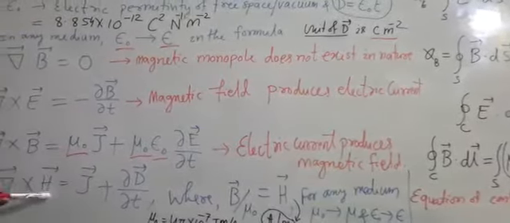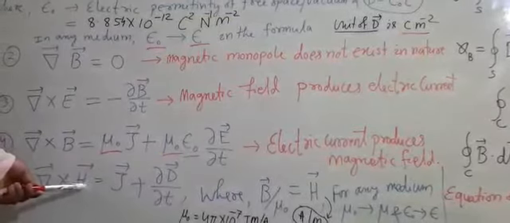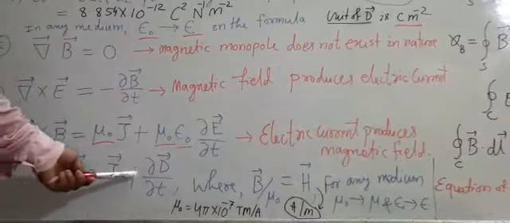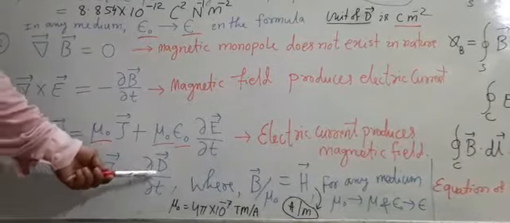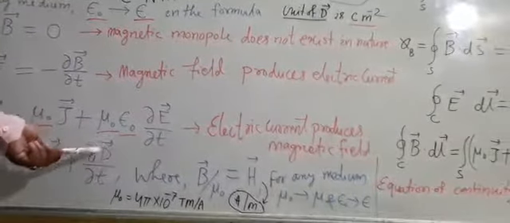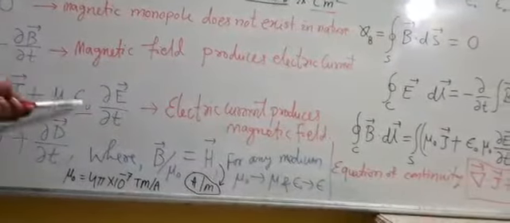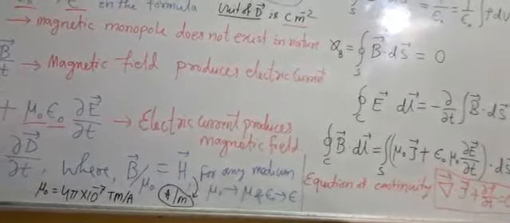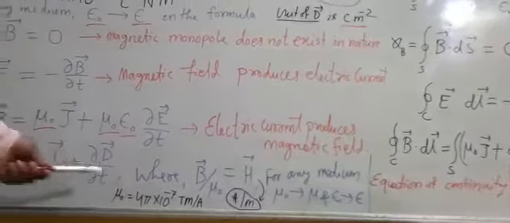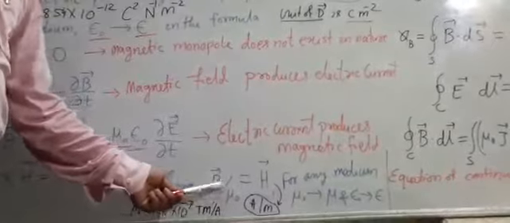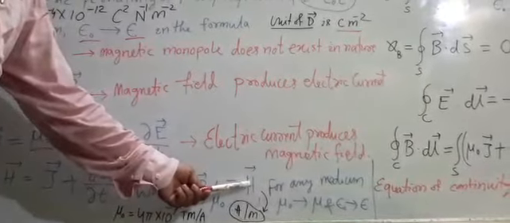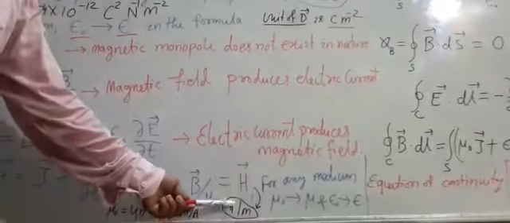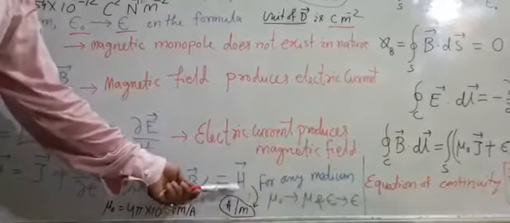And if you express B in terms of H, where B is the magnetic induction and H is the magnetic field intensity, then the formula changes to curl H is equal to J plus del D by del t. D is the electric displacement vector, D is equal to epsilon naught E. And if you take mu naught to the left side, B by mu naught is equal to H, the magnetic field intensity, and its unit is ampere per meter.